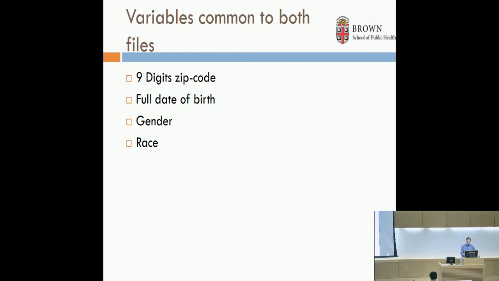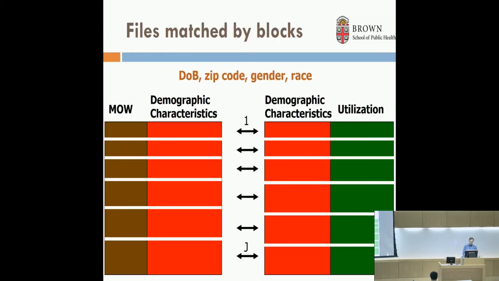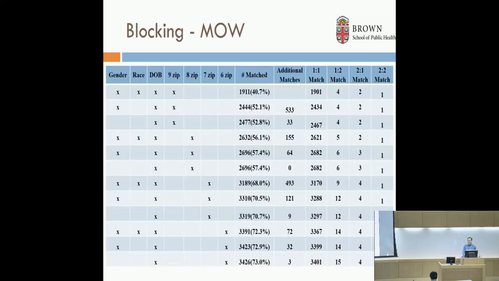That was the hope. Because if they do, then I can create those exact matches, right? Like if you live at that same address, 9-digit zip code, it's pretty much a block level in the city, and you are the same gender, the same race, and I got your date of birth exactly right, you probably got you right. The problem is, it doesn't happen.